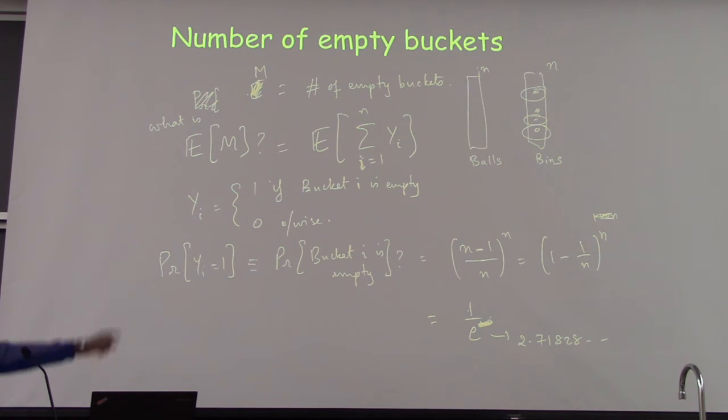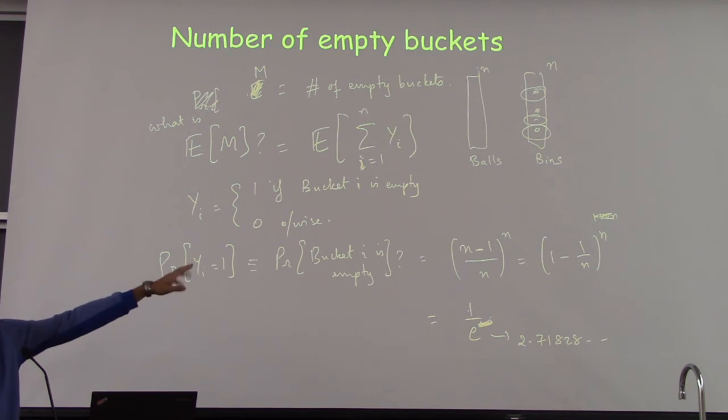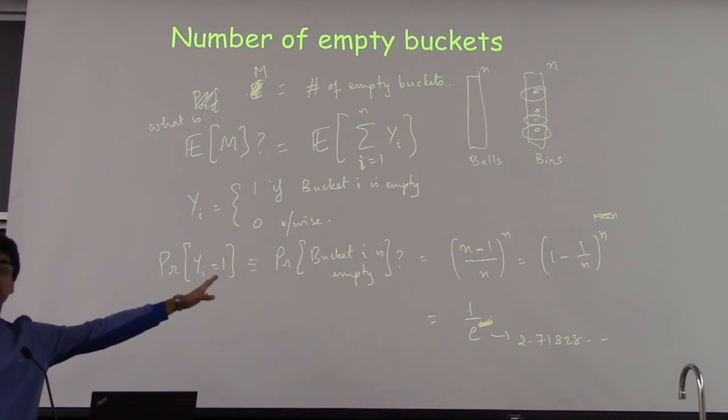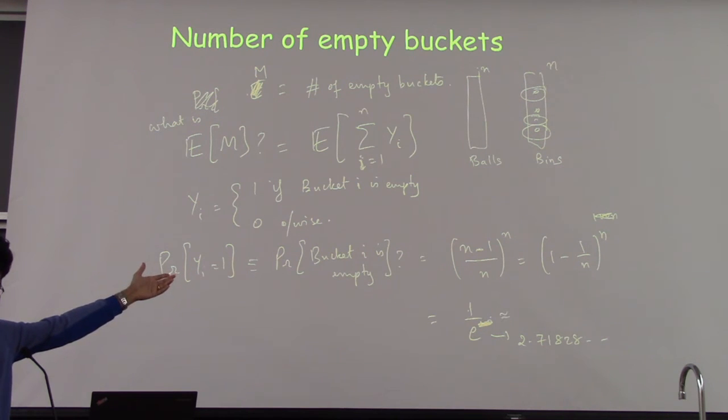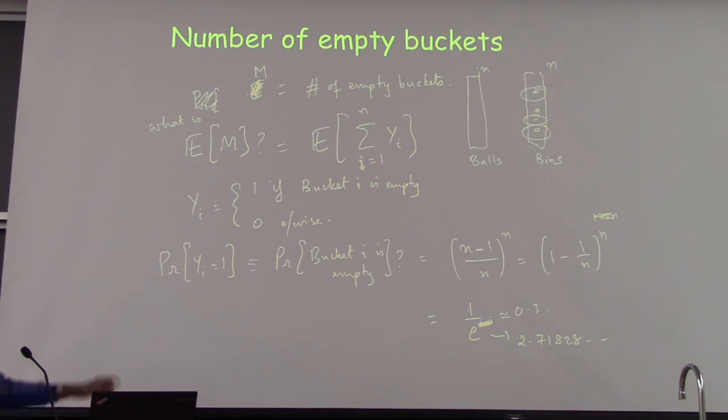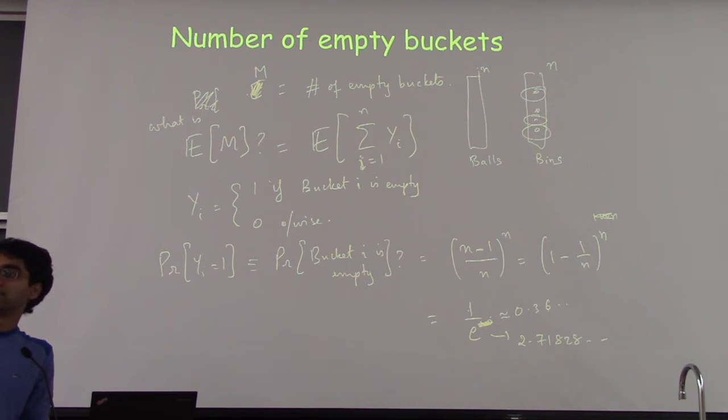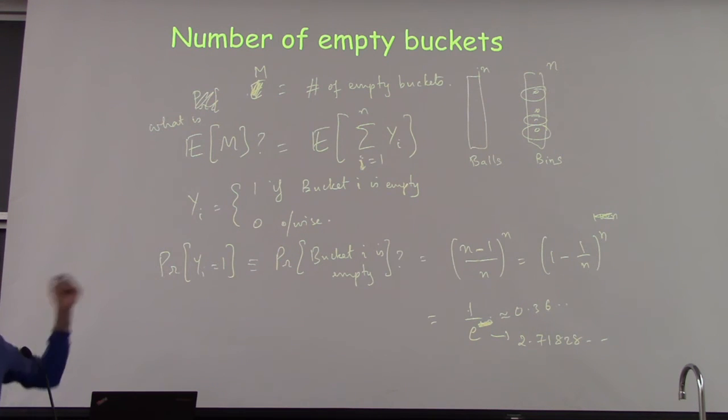And so what is this saying? This is saying that the probability that some bucket is empty is 1 over e. I don't know what this is exactly, I think it's something like 0.3 something, 0.36, whatever. And now how do you compute the expected number of buckets that are empty? So I wrote this down. What is the expected number of buckets that are empty? The probability that each bucket is empty is this.